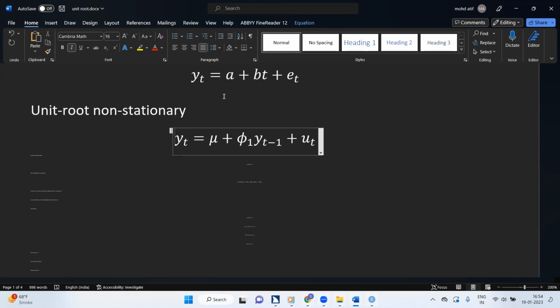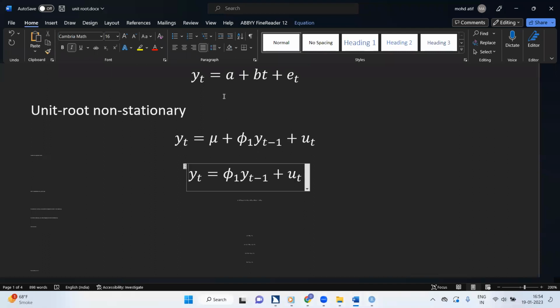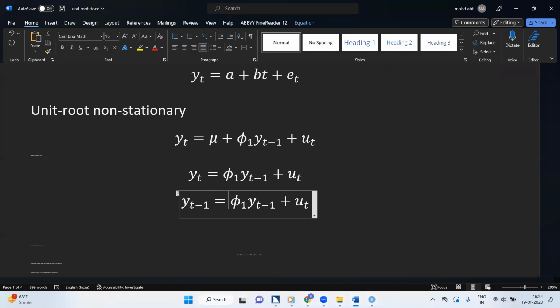Look at this model, Yt = mu + Yt-1 + ut. Imagine its mean is 0. It will be easier to analyze then. So what we can do is substitute for Yt-1, just like I have written Yt = phi1 Yt-1 + ut. You can write it this way. Similarly, you can write out the equation for Yt-2. So Yt-2 will be equal to phi1 Yt-3 + ut-2, and so on. Then you can substitute these two equations back into the original one, and if you keep substituting, this model will emerge.